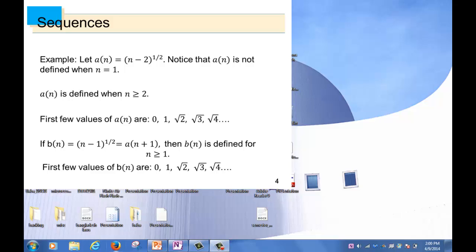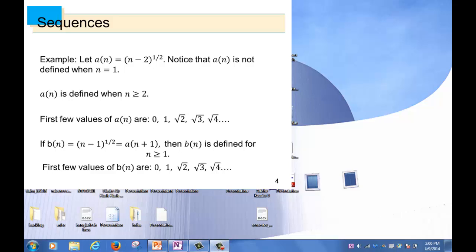Now, when I defined a sequence, I said the domain is all positive integers. But in this case, the domain is what? In this case, the domain is all positive integers larger or equal to 2.